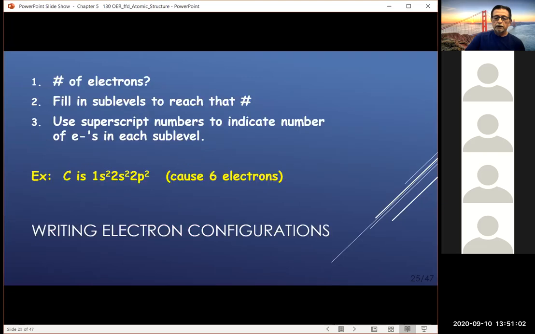Okay. Now, this is the electron configuration for carbon: 1s2, 2s2, 2p2. Carbon has 6 electrons, and carbon is in group 4A. So just based on what I just told you, you know that carbon has 4 valence electrons.